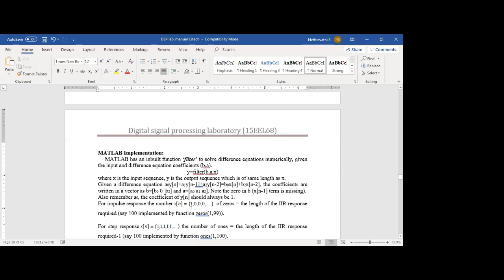If in the same given equation we don't have b naught into x of n, we have only b2 into x of n minus 2, what will be the vector? Anyone? If in the given difference equation there is no b naught x of n at all, we have only x of n minus 2, so what will be the coefficients? How can I write it? The coefficients of b will be 0 comma 0, then b2. Are you getting it?